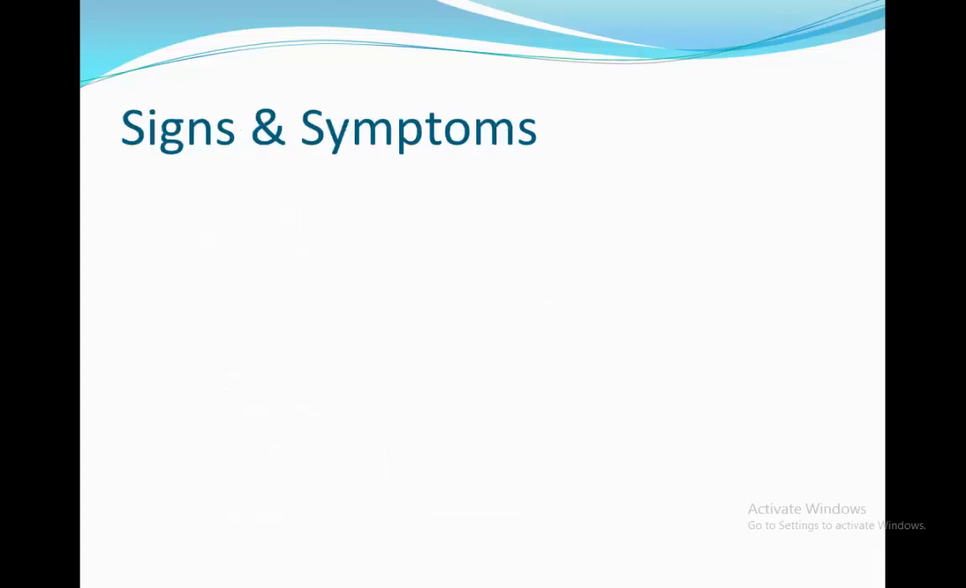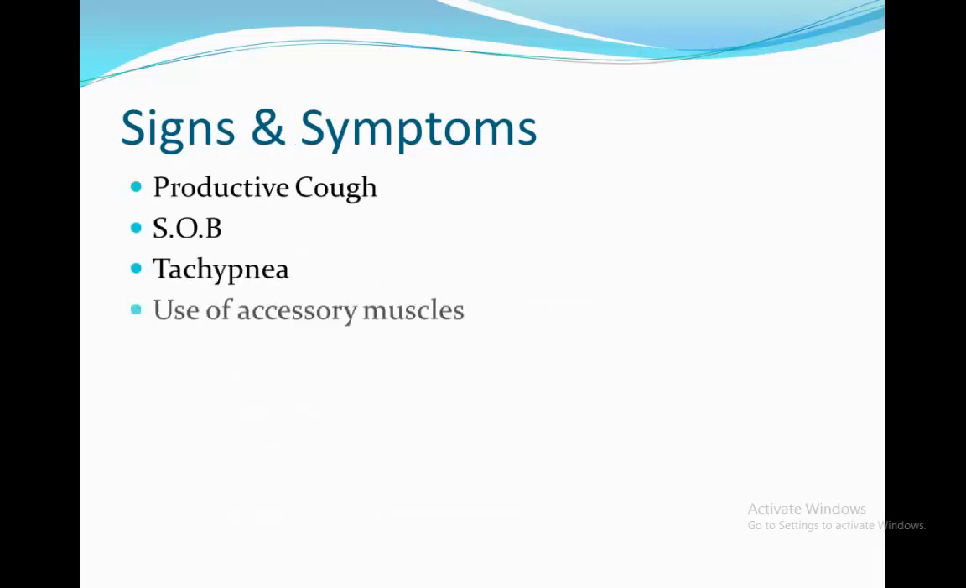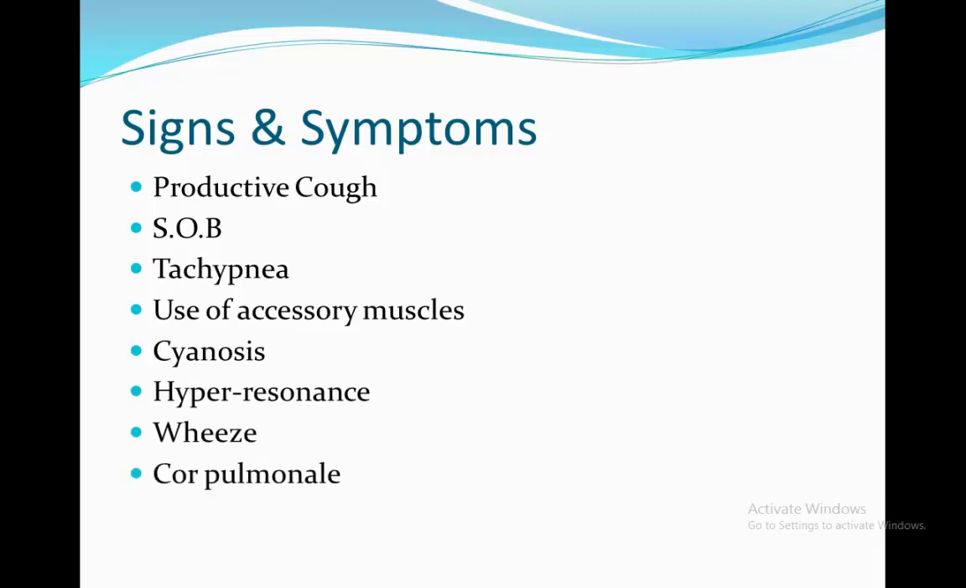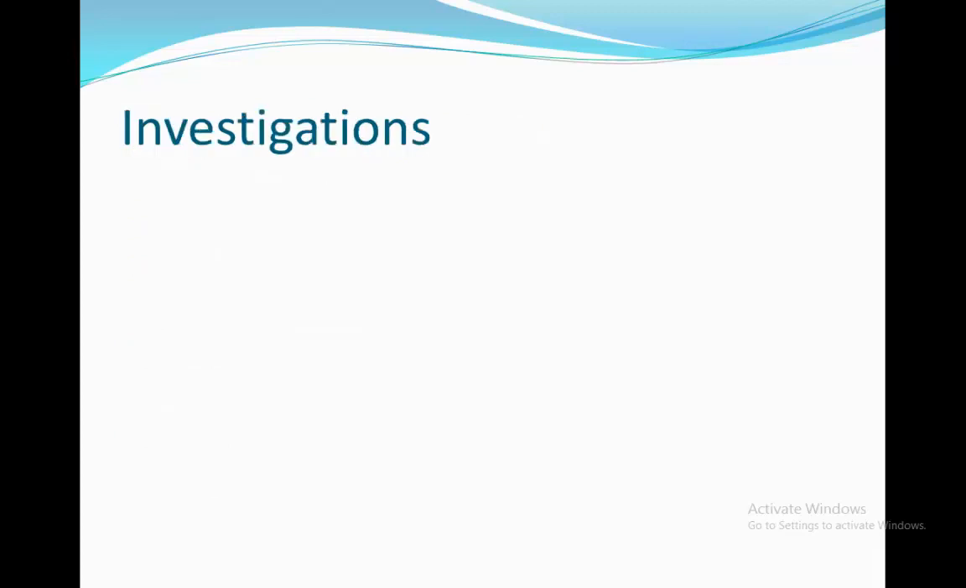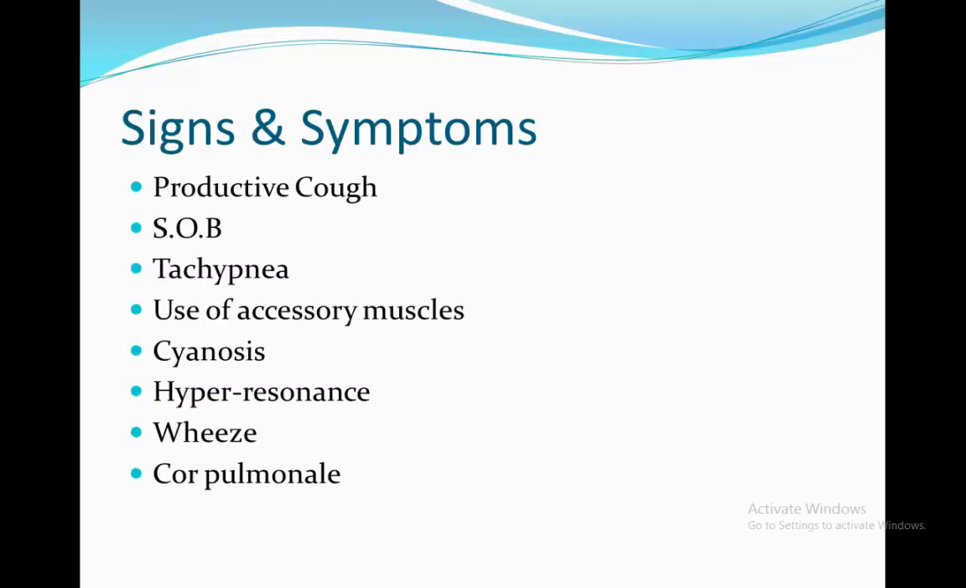They present with productive cough, shortness of breath, tachypnea, use of accessory muscles, and on physical examination, we'll find the chest to be hyperresonant on percussion. You'll hear a wheeze on auscultation, seeing as it's an obstructive disease. They can present with right ventricular enlargement, seen on ECG, which we call cor pulmonale, which is more of a complication than a symptom.